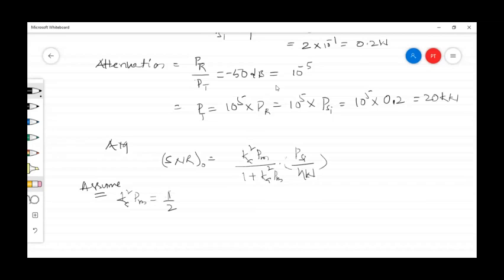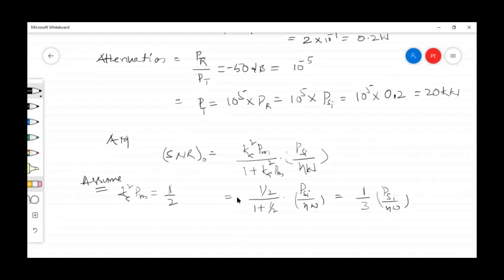So if this is the case, what about the output SNR? It is 1 by 2 divided by 1 plus 1 by 2, into Psi by eta W. Later I'll substitute the values. This is simply equal to, the 2 cancels, 1 by 3. So it is 1 by 3 Psi by eta W, isn't it?